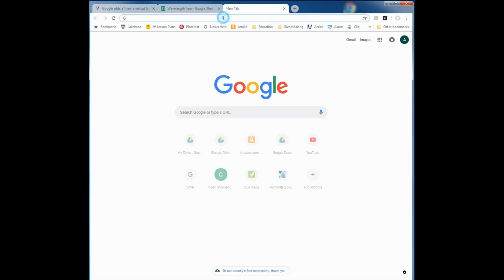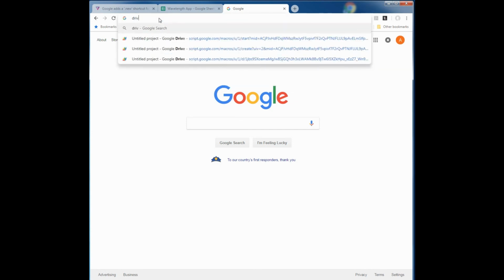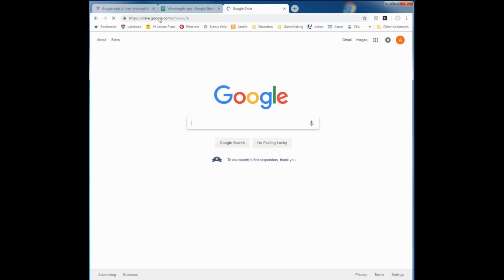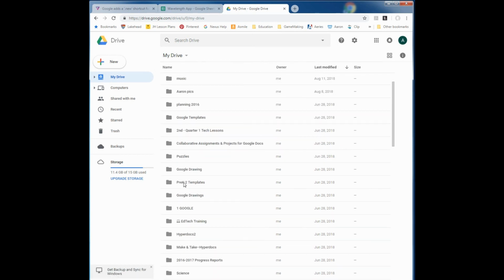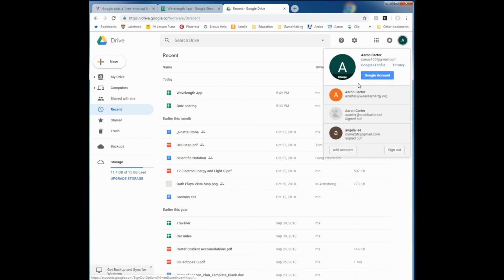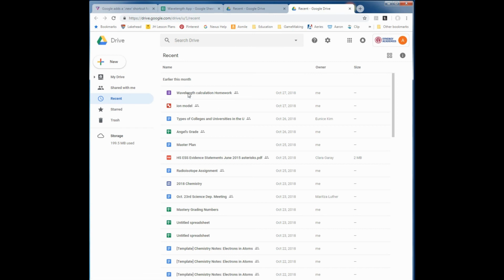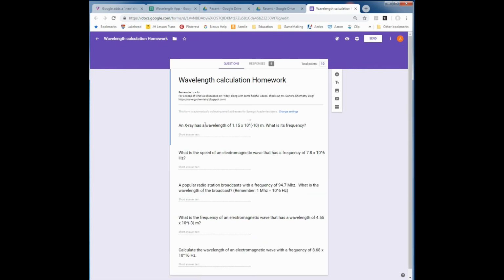Does that work with our other problems? I don't know. Let's find out. For this, I will need to go to my other account. Let's go to Google, let's go to Drive. Alright, let's just try the first one. An X-ray has a wavelength of 1.15 times 10 to the negative 10 meters. What is its frequency? All you should have to do is enter a wavelength of 1.15 times 10 to the negative 10.